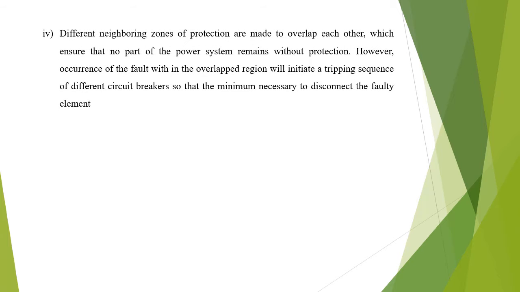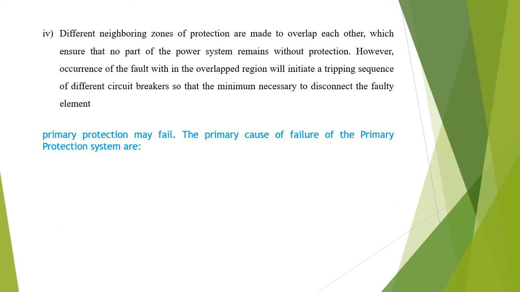Now let's look at how neighboring zones of protection are made to overlap each other. This is mainly to help achieve maximum protection in case one zone fails to clear the fault. However, occurrence of a fault within the overlapped region will initiate the tripping sequence of different circuit breakers, so that the minimum necessary is disconnected to isolate the faulty element. The primary protection, however, may fail.